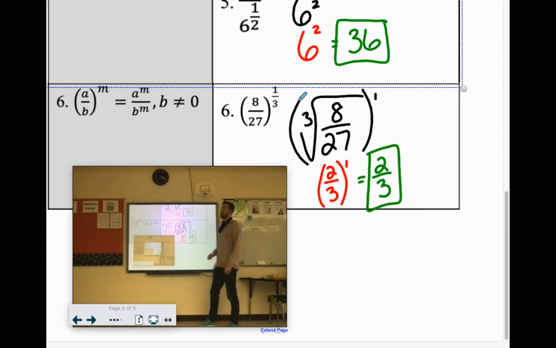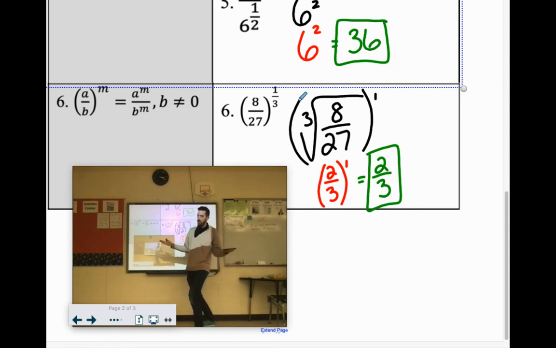So anytime something is to the 1/2 power, it's the square root. Anything to the 1/3 power is the cube root. Any guesses if it's to the 1/4 power? That's right, a fourth root.